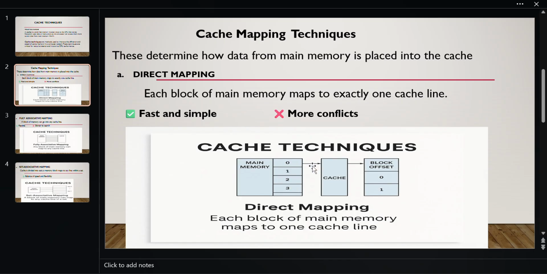In this diagram, this is the main memory and this is the cache, and we have a block offset. This is the block of main memory, and this is the cache line. They are interacting, and the data is being transferred from and to each other. Let's go to the next cache mapping technique.